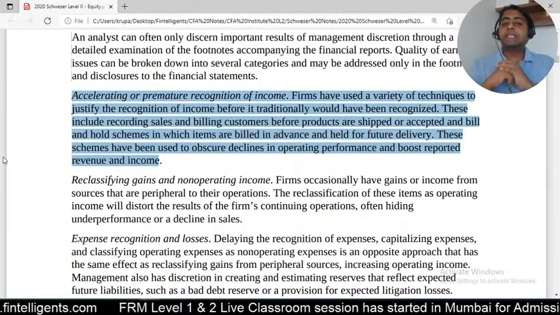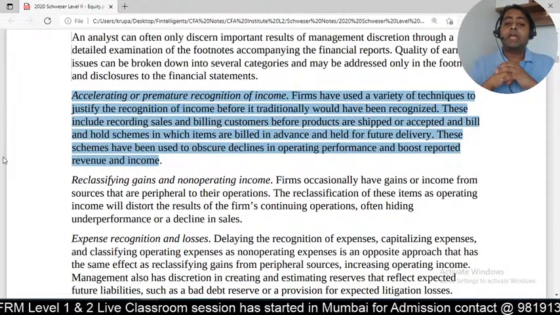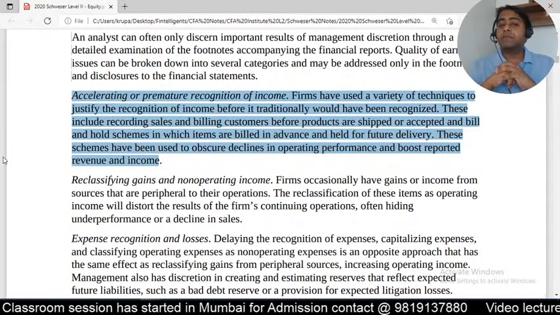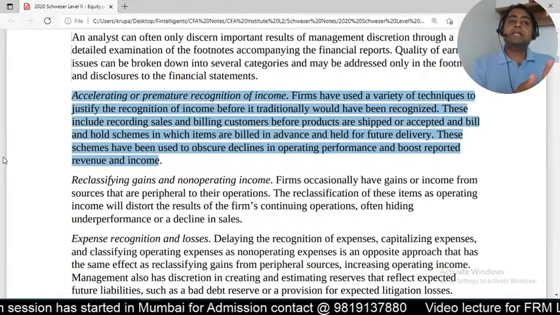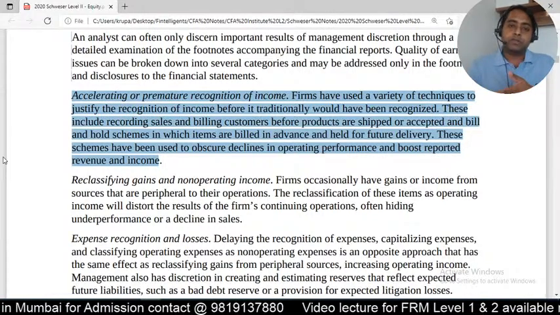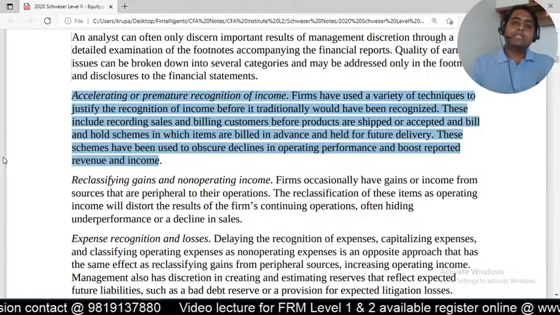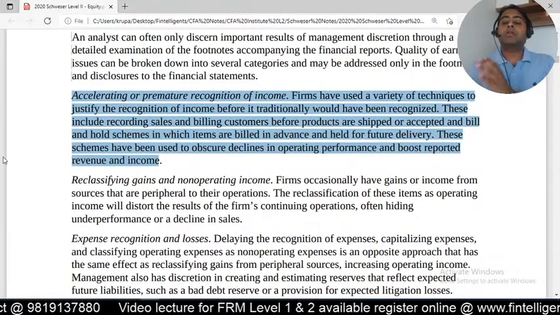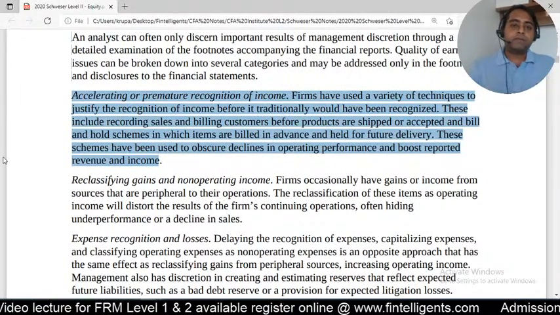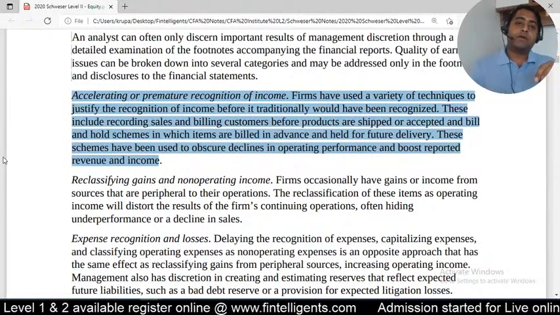Recording sales and billing customers before products are shipped or accepted, and the bill-and-hold scheme in which items are billed in advance and held for future delivery. What does it mean? Normally the customer orders something, pays, you give him the bill, and you dispatch the goods. But if you want to show higher sales, you will show that the sale has already happened but the goods are still at your location. This is being very aggressive, because you know some customer will buy after some time. That is one aggressive way of increasing sales.